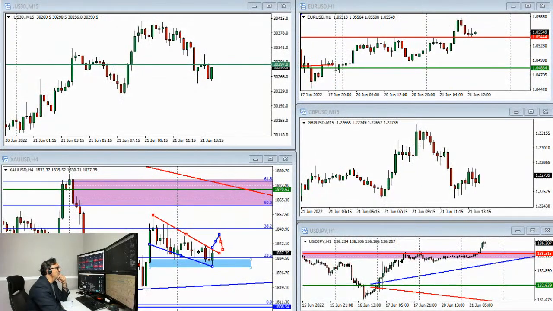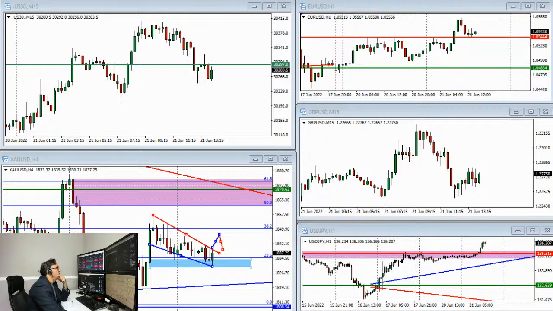So let's start with that first, and then I can go and show you the other stuff that we'll be talking about. There's a very nice setup in DAX, or German 30, if you follow that one.